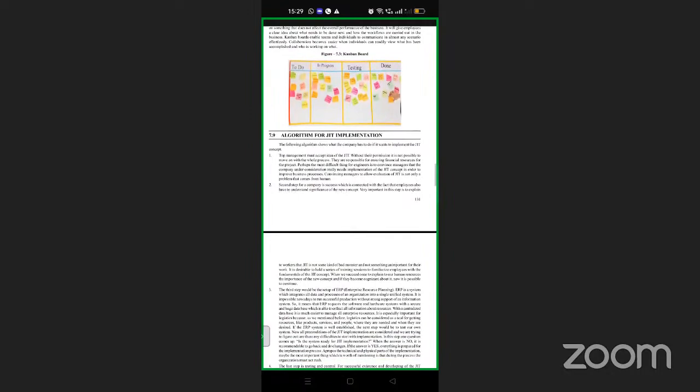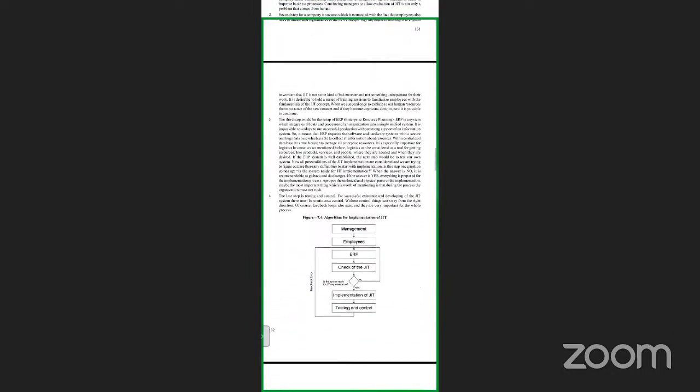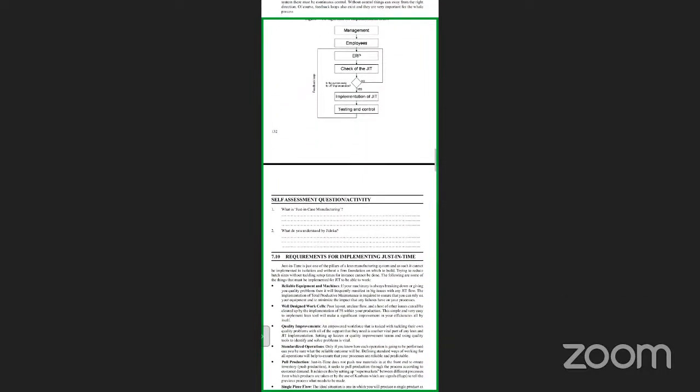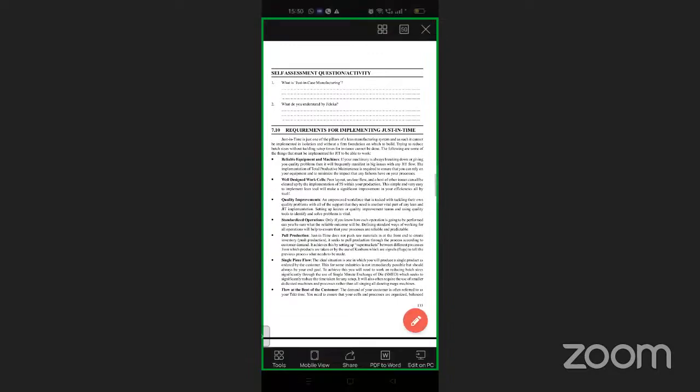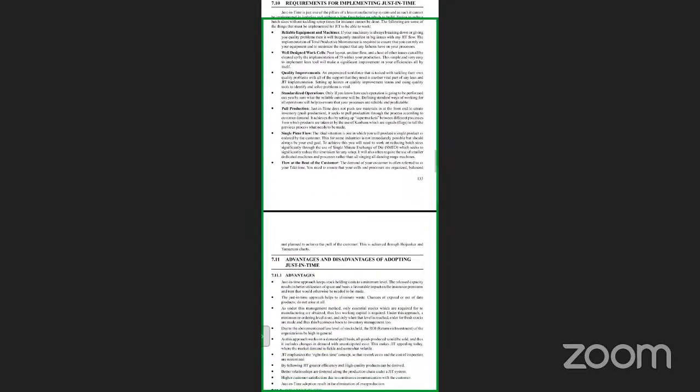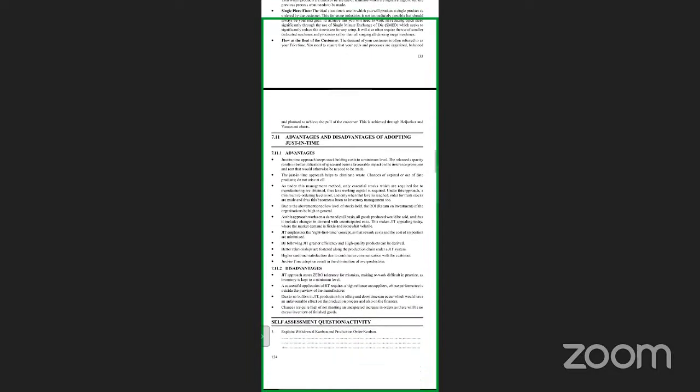An algorithm for JIT implementation is how they will implement it: management, employees, ERP, check of the JIT, implementation of JIT, testing and control. And requirements for implementing JIT: reliable equipment, well-designed work cells, quality improvements, standard operations, full production, single piece flow. And advantages and disadvantages of adopting JIT, these are the different things.